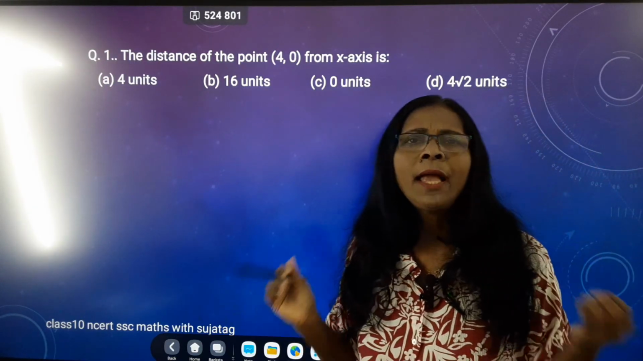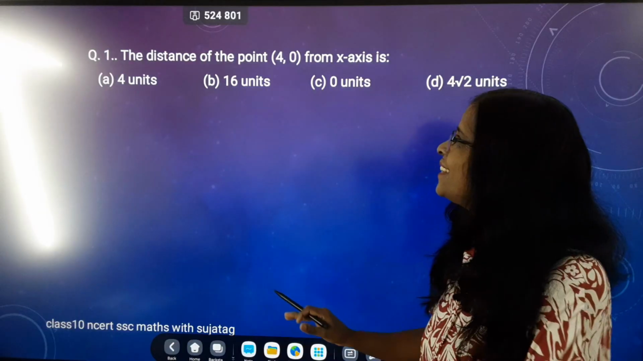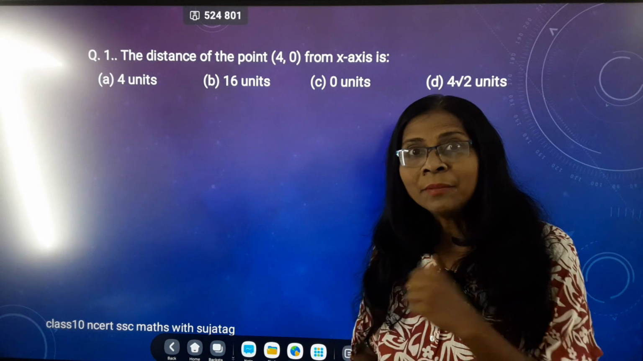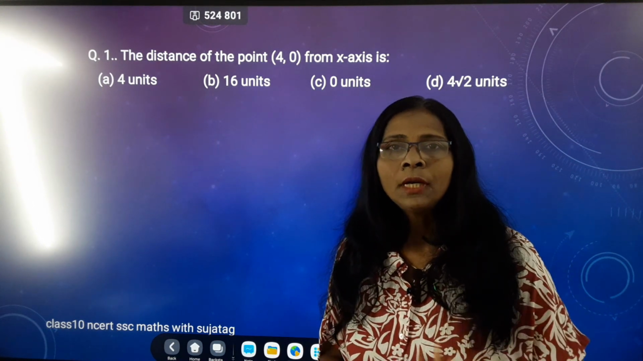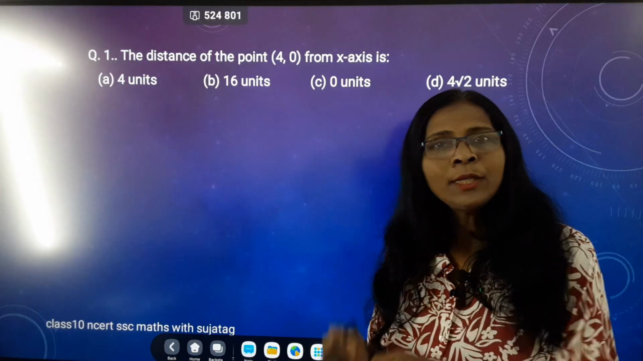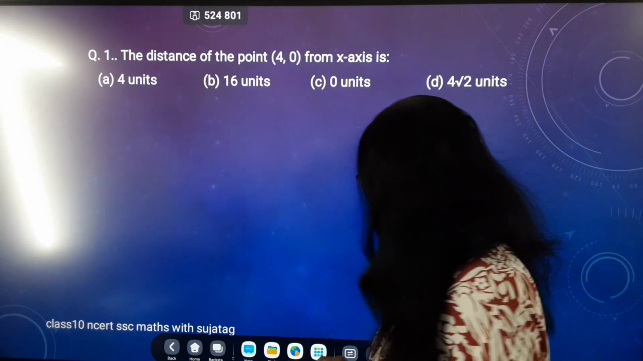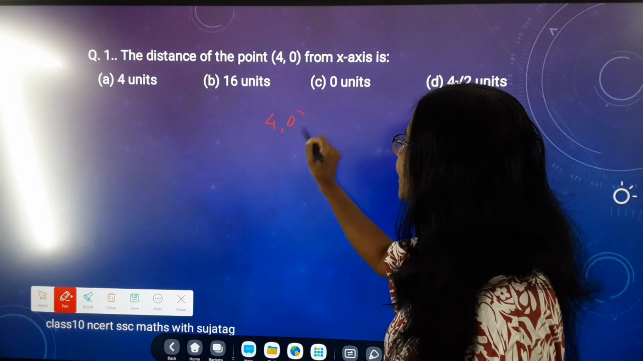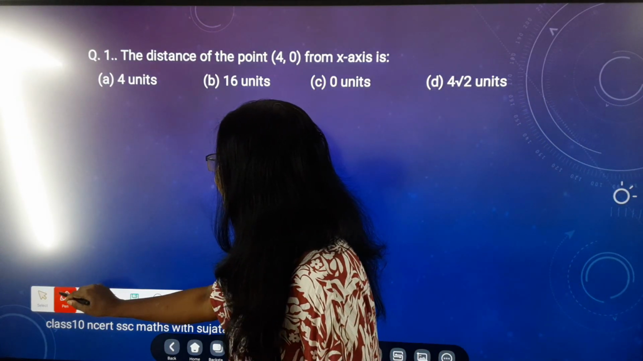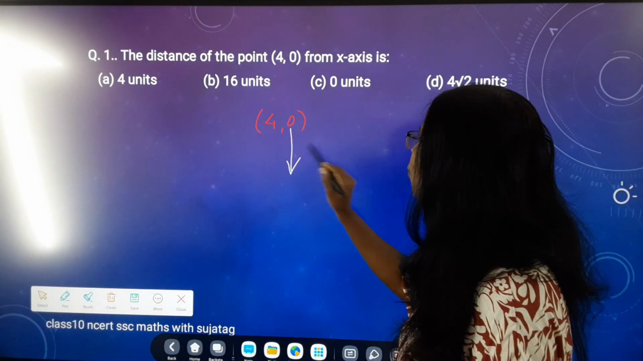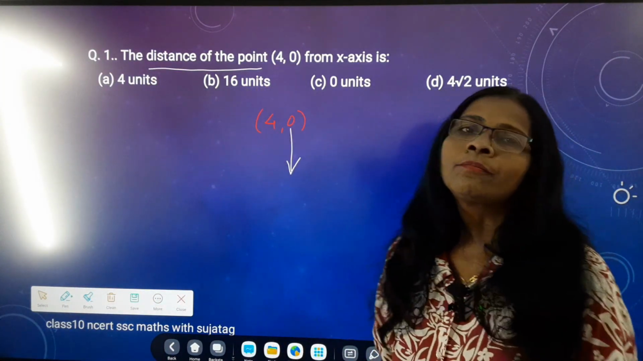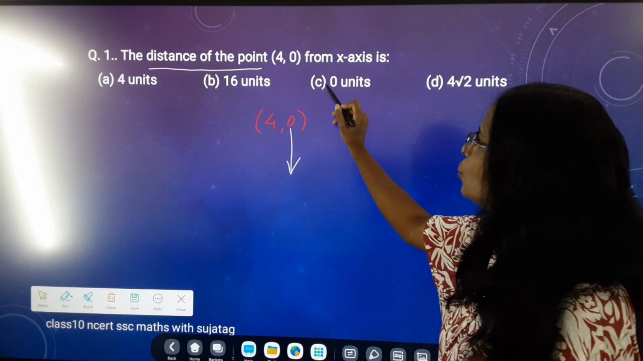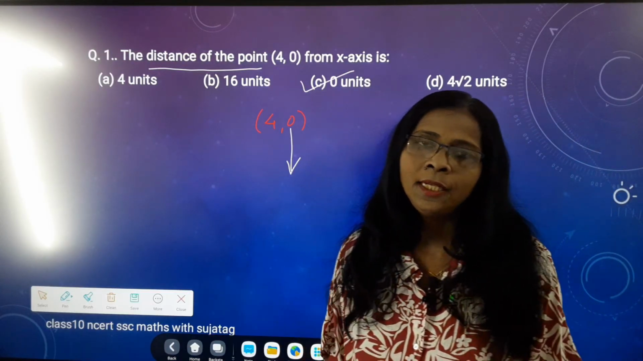Now here, this is a very simple question student. That is the distance of the point (4, 0) from the x-axis. That means we only see the y coordinate of this point. The y coordinate of this point is, see student, 0. That means we can say that the distance of the point from the x-axis is 0 units. So the option C is correct.